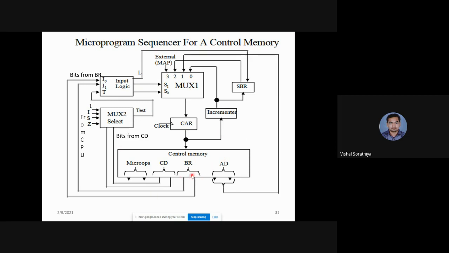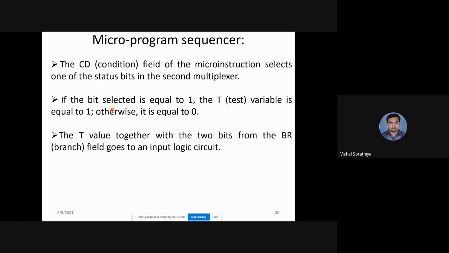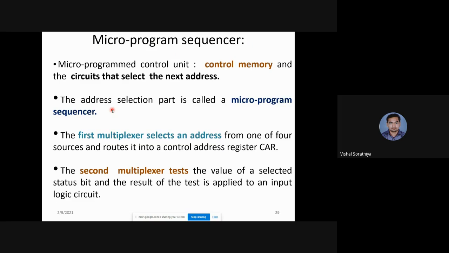Out of all this stuff, you have seen this is AD, this is BR, this is CD, these are the microinstruction fields. So depending upon that, which logic is fitted to go with the next control address register, which is given from this input logic, and that is going to be controlled by the MUX over here. So we will see the next line, so we will understand that easily.